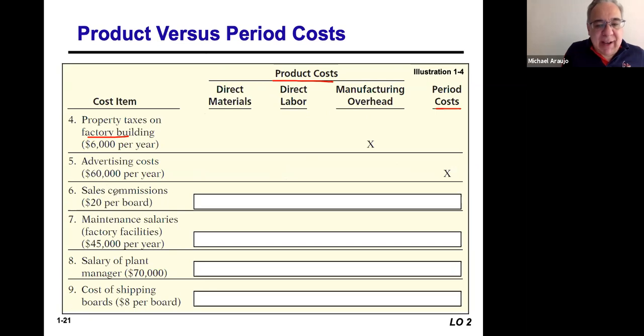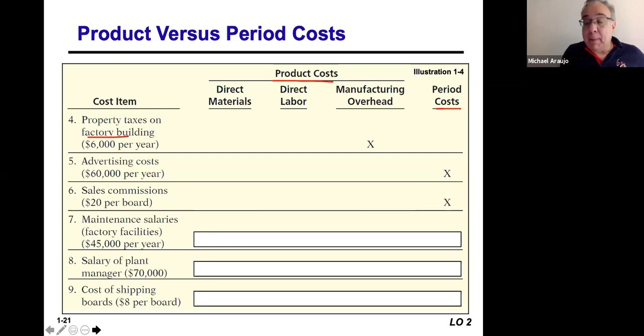Number 5 is sales commission. Again, sales is specifically selling the product, not making the product. Product costs are about making the product. And so your sales commission is about selling the product. In this case, it's going to be part of your period costs. Okay.